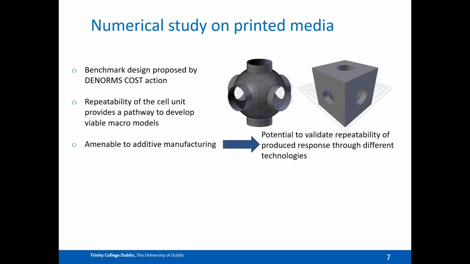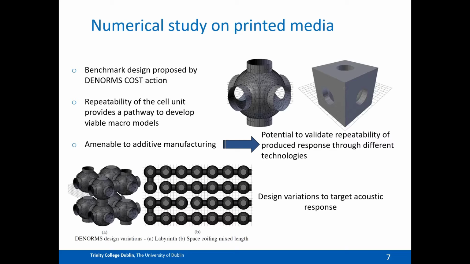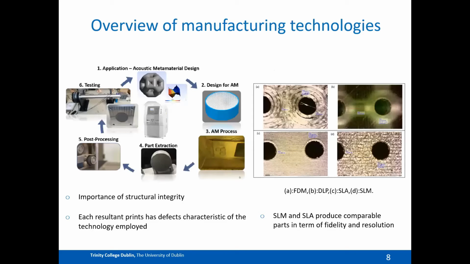The acoustic performance of the structure was also part of a round-robin study which members of the LUM here were also part of. It leads to interesting built-up structures based on the fundamental cell, which can also be reproduced through space coiling and labyrinthine structures to obtain a more desired acoustic response. Here we have just a small overview of the design process, and as part of this study, 4 different printing technologies were used to manufacture these so-called DNORMS samples.